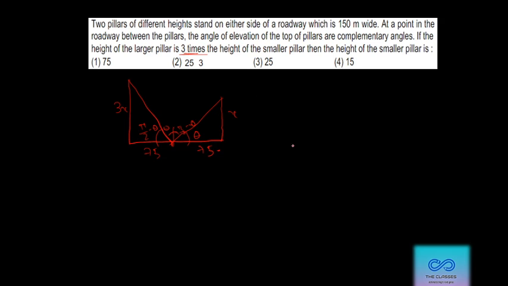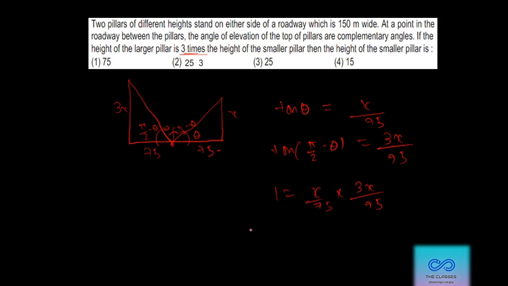Okay, so now we know that tan theta equals x upon 75 and tan of pi by 2 minus theta equals 3x upon 75. From here we get 1 equals x into 3x upon 75 into 75. So from here we get x square equals 75 into 25, and the x value comes out to be 25 into root 3. So our answer is 25 into root 3.